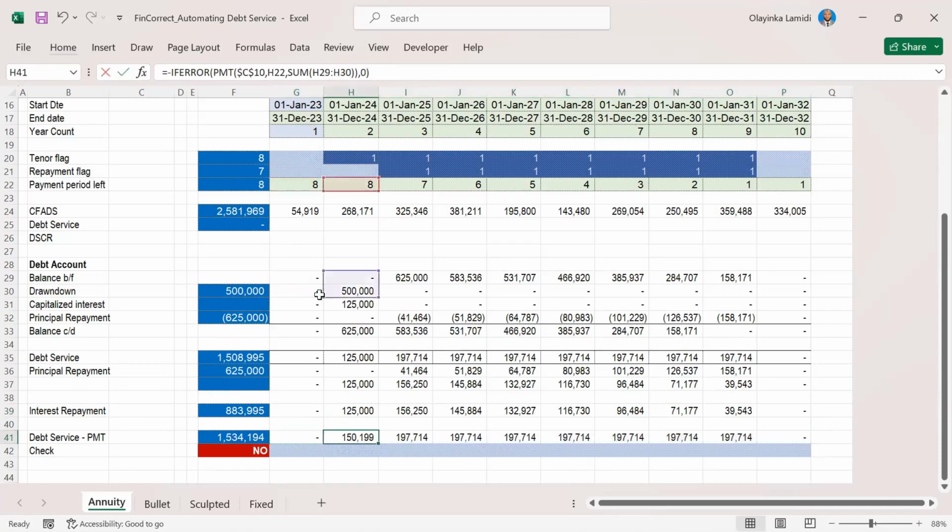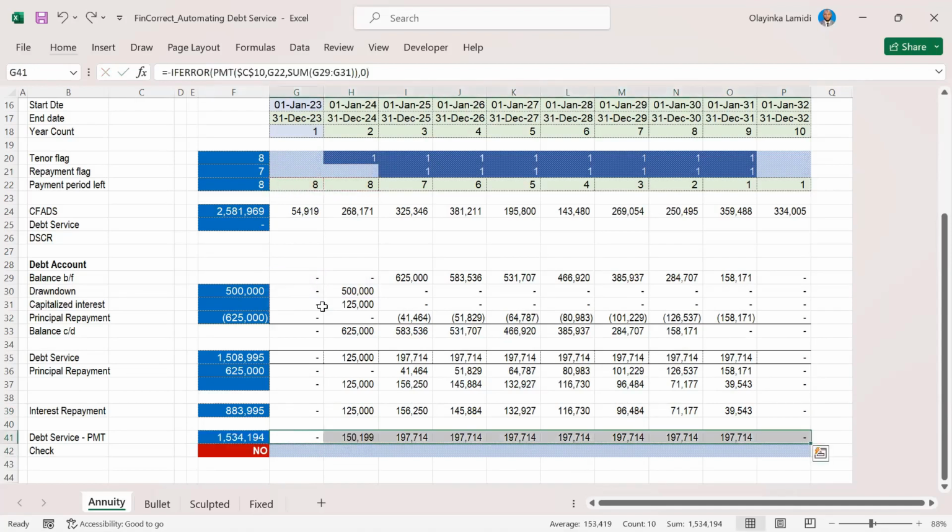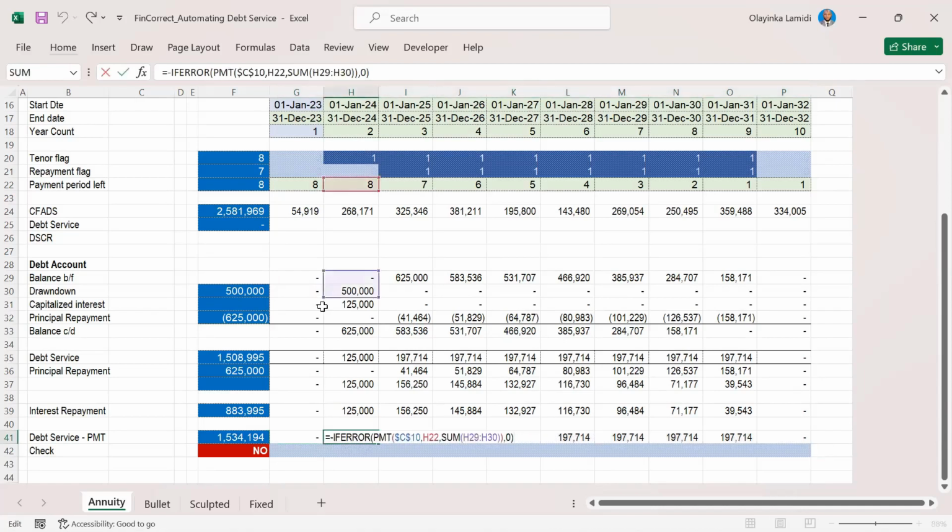And of course, here this one is showing, oh, sorry. We ought to have added the capitalized interest at the same time. We have to have added the capitalized interest. So undo. Something is showing. Okay. This should be 125. Okay, let me see. Let me check something. Undo.